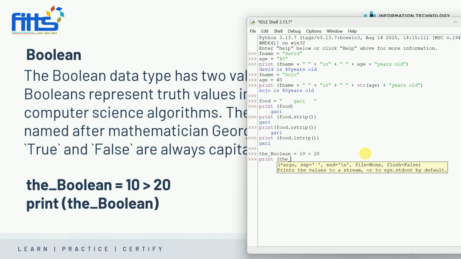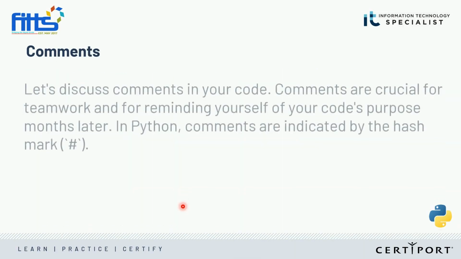So I want to print the Boolean, which is the variable. So that's False. 10 is not greater. So this is how you use Boolean.